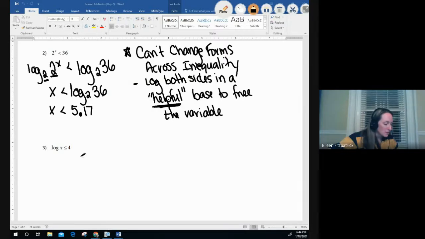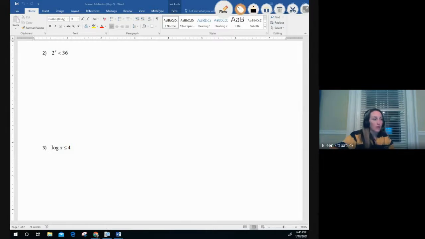Isolate the base. Remember, you can't log them. Okay. So that is it for that one. Let's move on to number 3. I'm just reading my notes, making sure there's nothing else I need to say about that one.